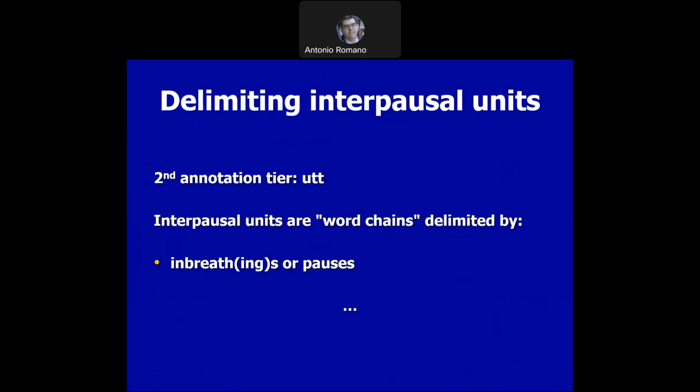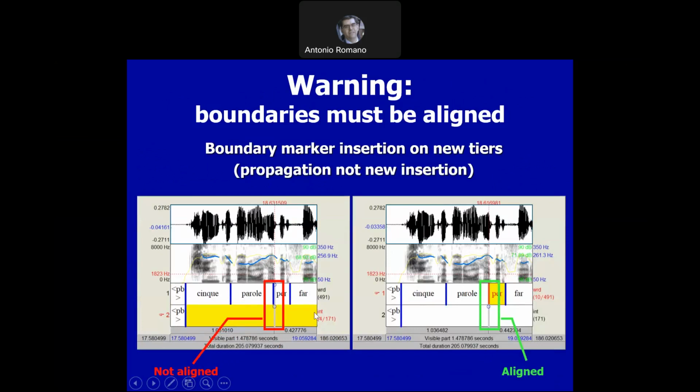We will conventionally indicate this level of annotation as UTT, utterance. An important warning. An evaluation element that is usually taken into account when setting the grade for the final examination is the presence of boundaries, for example delimiting segmented units, that coincide perfectly between one level and another.